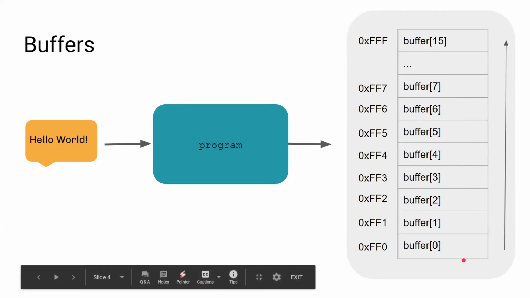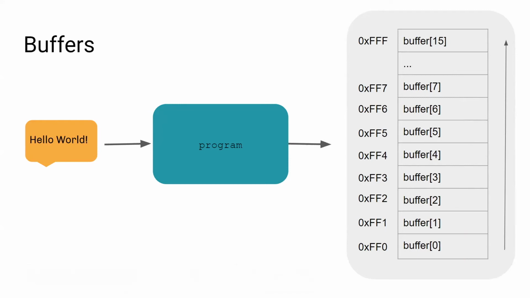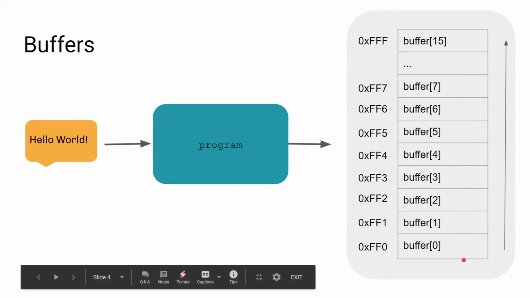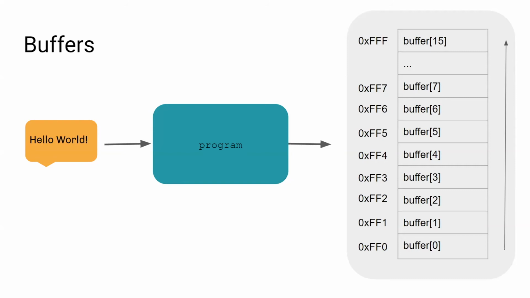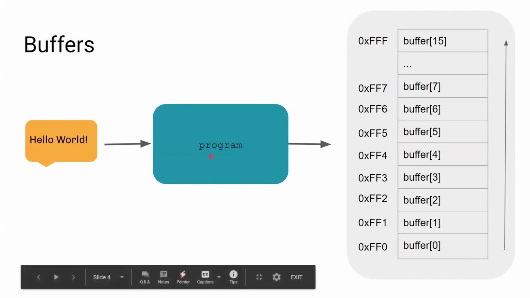Okay, let's walk through the usual case first of me writing hello world to buffer. H would go into buffer 0, E would go into buffer 1, L would go to buffer 2, and so forth. So we got H, E, L, L, O, space, W, O, and so on. Hello world is less than 16 characters, so the buffer would be fine.